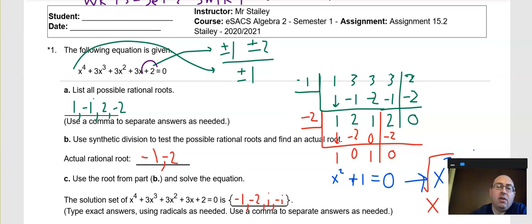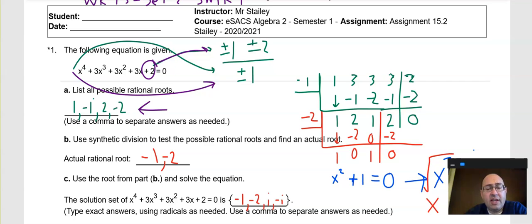Okay, so we take all the factors of the constant, which there aren't a whole lot, right? Divided by all the factors of the leading coefficient. Not a whole lot. Overall, you get 1, -1, 2, and -2. So that's it. They want you to list them all out, separated by a comma.